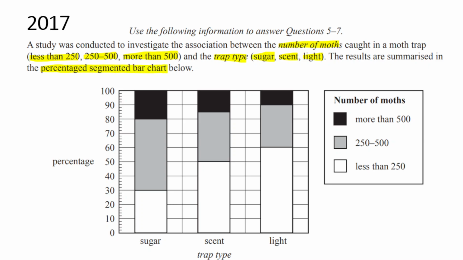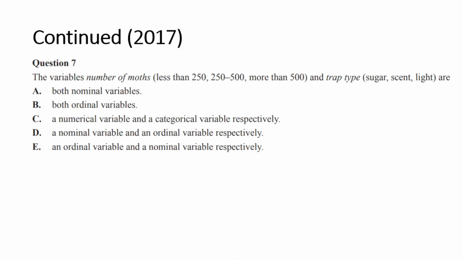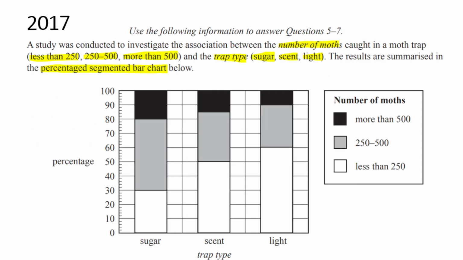Okay, let's read the question. The variables number of moths and trap type are what? Well, we could work these out, but before we get into working them out, I do want to emphasize, as is the focus of this video, that we are looking at a percentaged segmented bar chart. That means we are comparing two variables together.